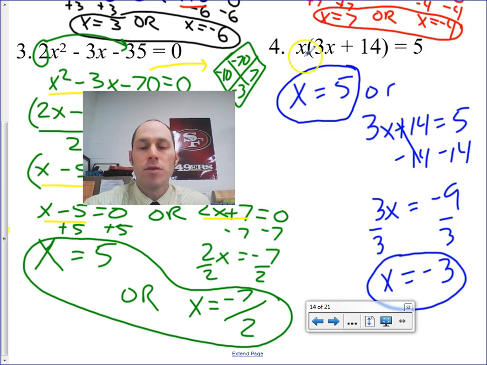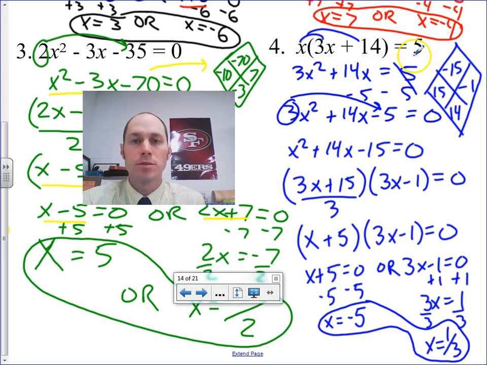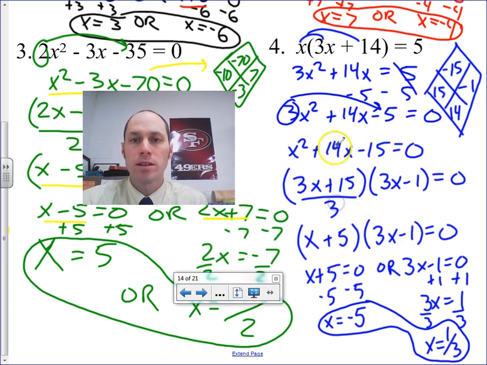And then in example 4, x times quantity 3x plus 14 equals 5. And I guess I'm realizing that I did that one wrong. I'm going to pause the video and fix my work. I guess I made a mistake. All right, problem solved. I had originally thought that equaled 0. I didn't look at the problem close enough. So hopefully you remember to do that from time to time.